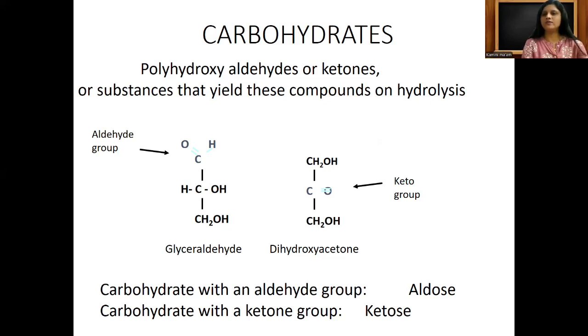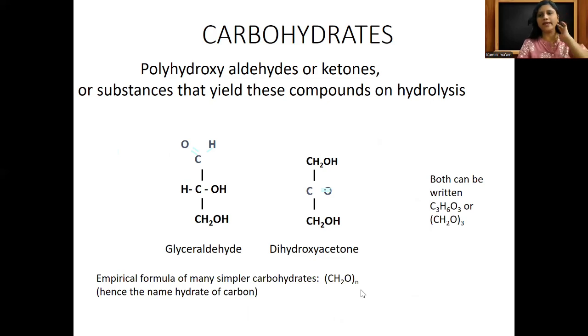Aldose means ALD, which contains the aldehyde functional group. Ketose means which contains the ketonic functional group. Now, next we will see the polyhydroxyaldehydes and ketones. These are the substances that yield these compounds on hydrolysis, that is glyceraldehyde and dihydroxyacetone.